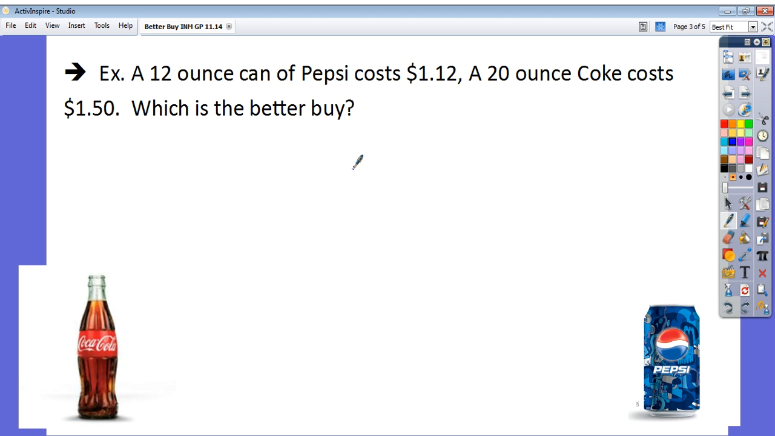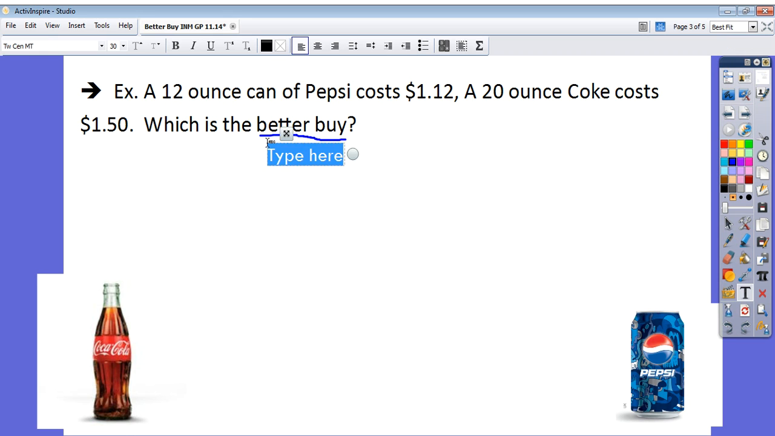Hey guys, today we're going to keep going with unit rates, but we're going to look at a specific kind of example. A 12-ounce can of Pepsi costs $1.12. A 20-ounce Coke costs $1.50. Which is the better buy? Better buy actually means which is the cheapest, or which one has the lowest cost.